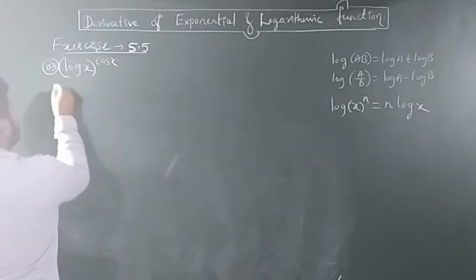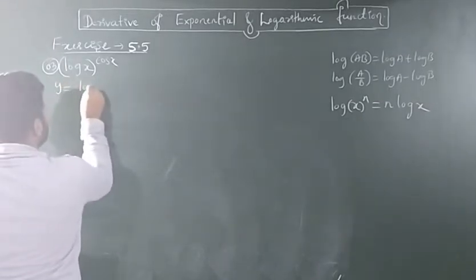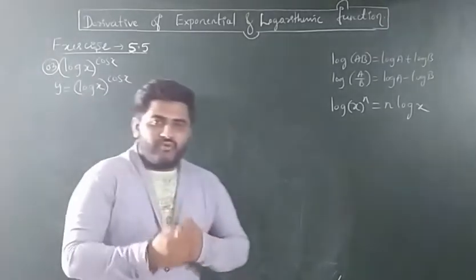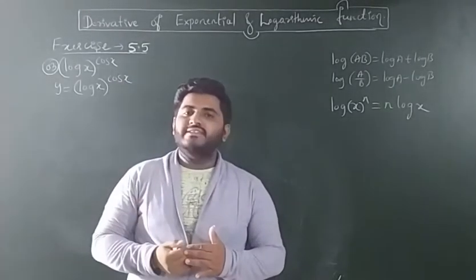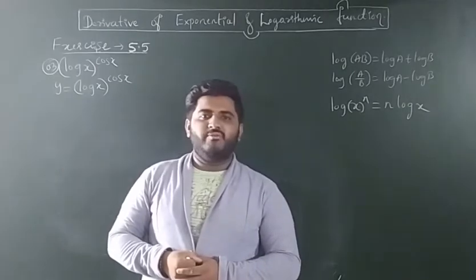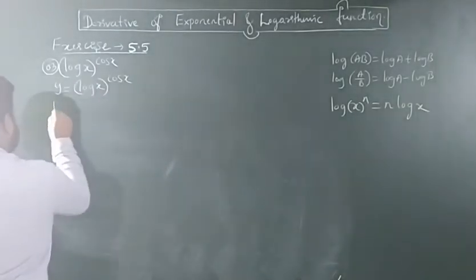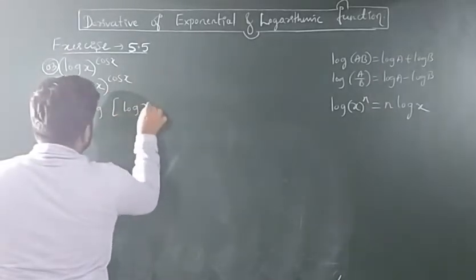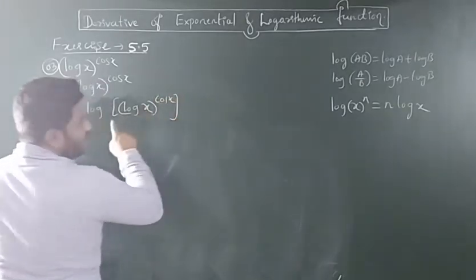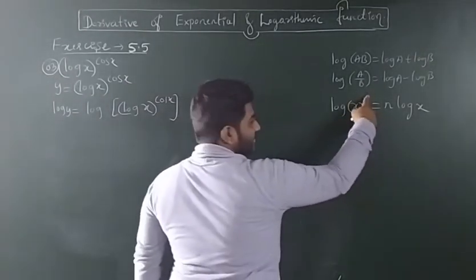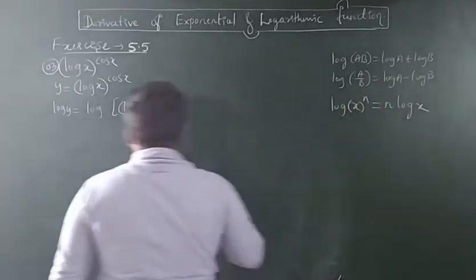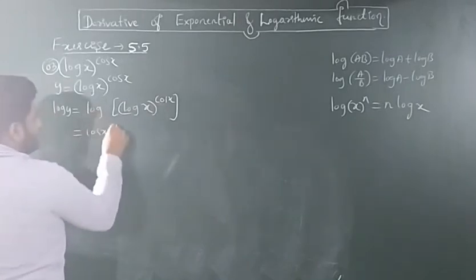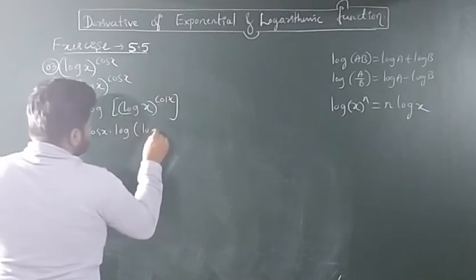So whatever the given function is, treat that as y equal to (log x) to the power cos x. Whenever the function is a power of another function, at that time what we should do is again apply the logarithmic properties. So apply log on both sides, we get log y equal to log of (log x) to the power cos x, and we already know log x raised to n is, whatever is in the power, that is multiplied in front. Here cos x is the power, so you multiply it here: cos x into log of log x.